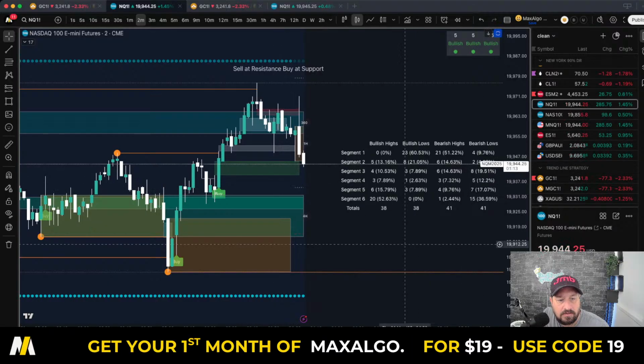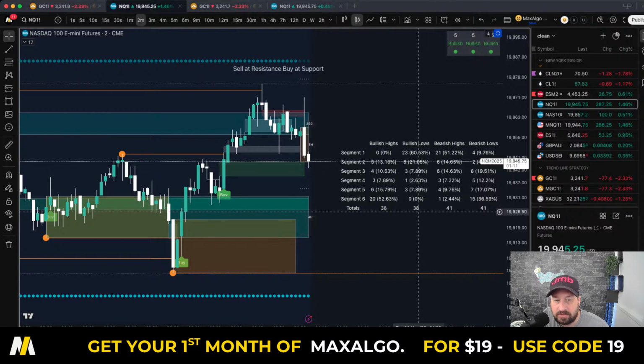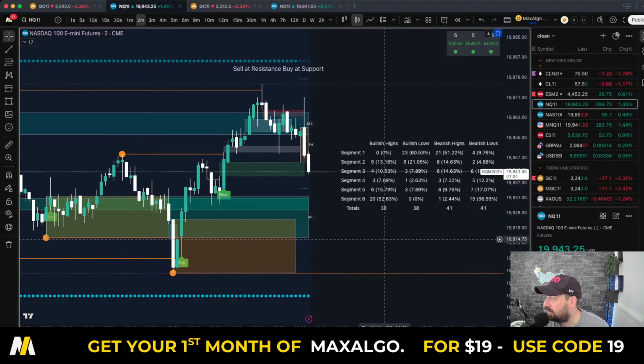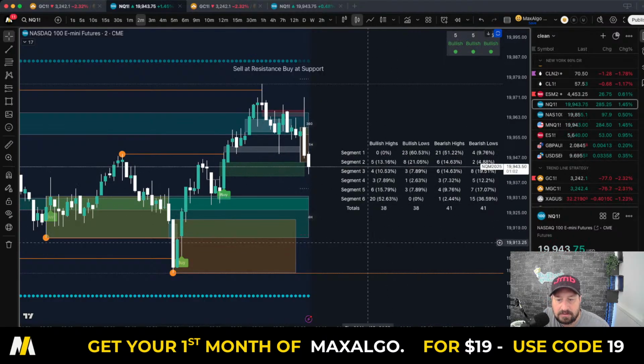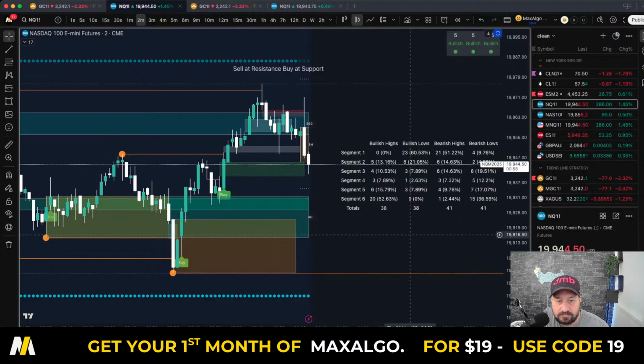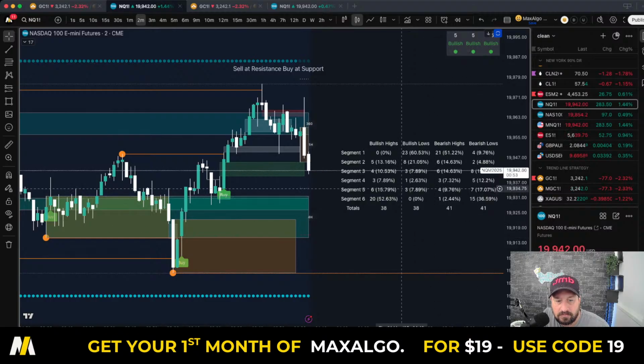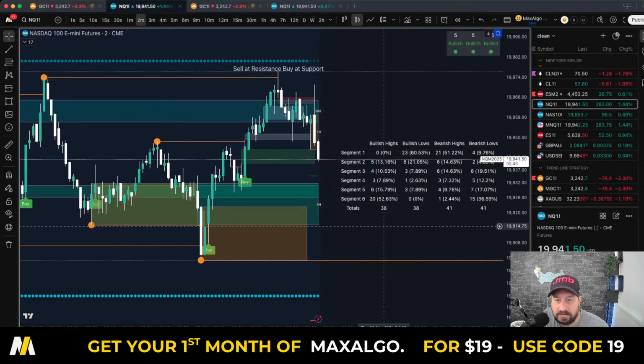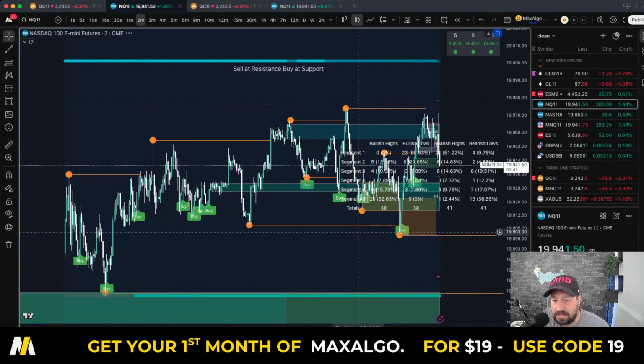So NQ's been 38 bullish hours, 80%. It's been good. Bearish has been a little lower, but we have been more bullish this week, right? So I think that makes sense. Distribution highs have been really good. 52% in the last 20 minutes. It's very good. So NQ's in this range after this big move up.